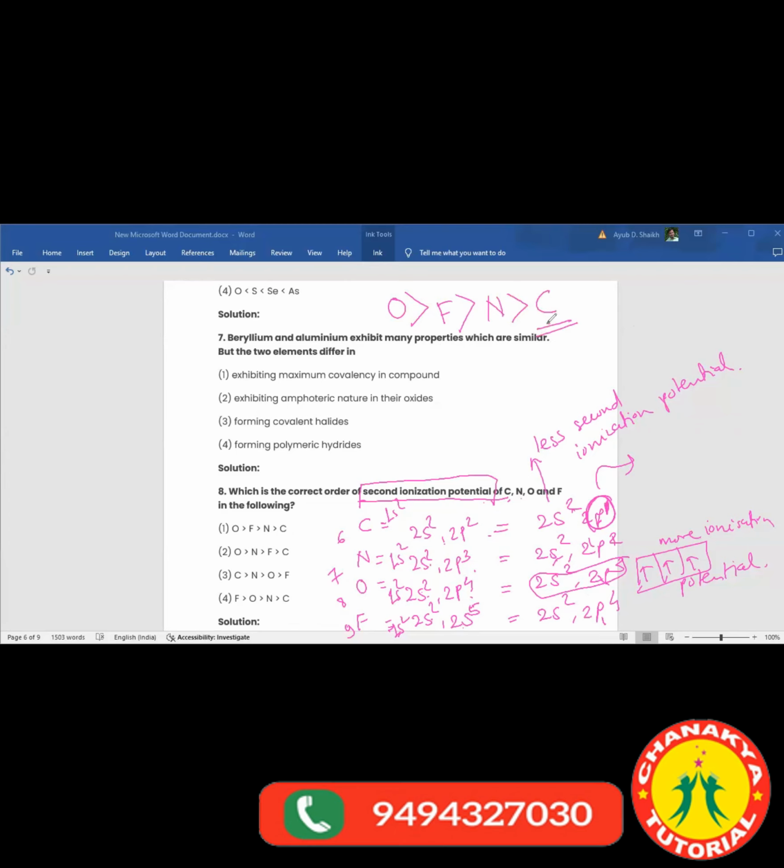Nitrogen has to lose 2 electrons. It requires more as compared to carbon, right? Oxygen is highly stable after the first loss, and hence it requires more energy, high ionization potential. So it will jump above fluorine, and fluorine requires less as compared to oxygen, right? So this would be the correct order: oxygen, fluorine, nitrogen, and carbon. First option is the correct one. Got it? Fine.